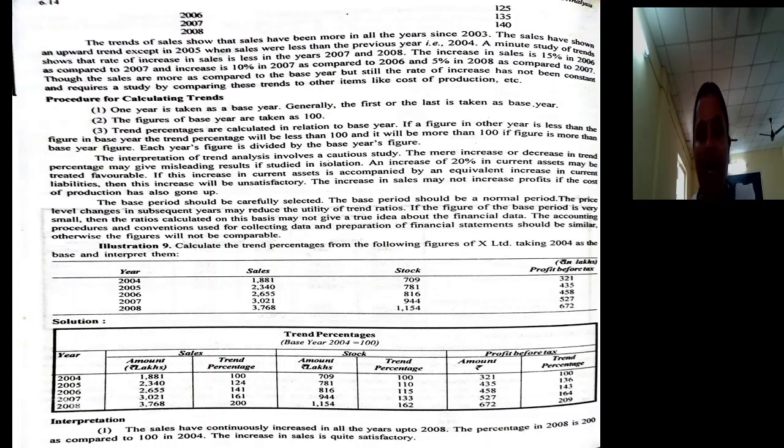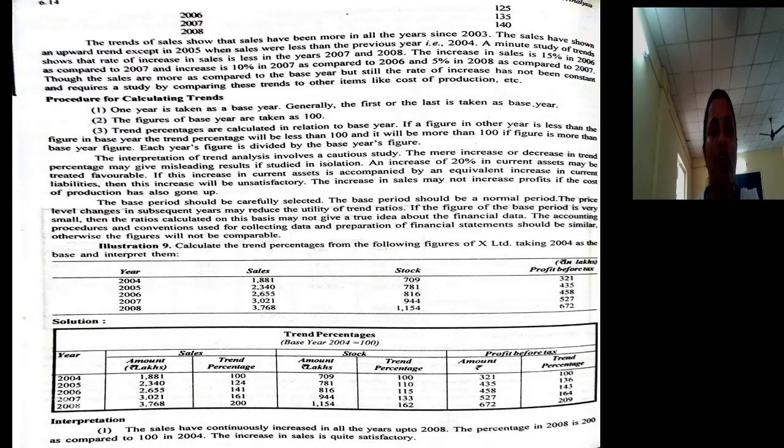Trend percentages are calculated in relation to the base year. If a figure in another year is less than the figure in the base year, the trend percentage will be less than 100. It will be more than 100 if the figure is more than the base year. Each year's figure is divided by the base year's figure. So, when you calculate the trend over a period of time, when compared with the base year, if it is more than 100, it indicates there is upward movement of that particular financial aspect. If it is less than 100, it indicates there is downward movement. This is what the third sentence says.